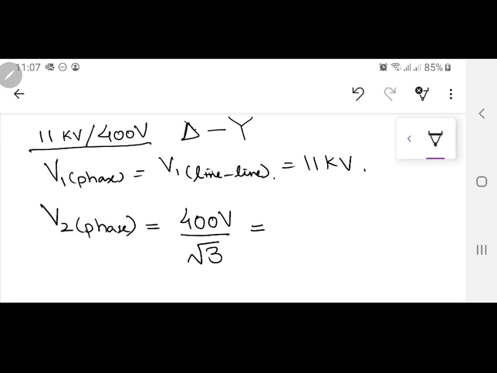Please get your calculators out. And if I make any mathematical mistake during this whole semester, please point it out. It is not that sir is making a mistake, so let it go. At the end of the semester we would find out that we designed the transformer wrongly. 230.94 volts. So this is my phase voltage for V2.